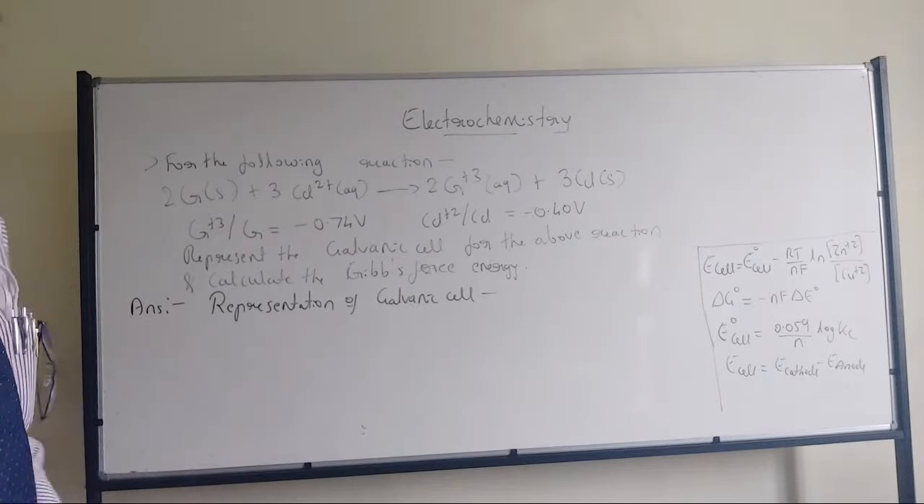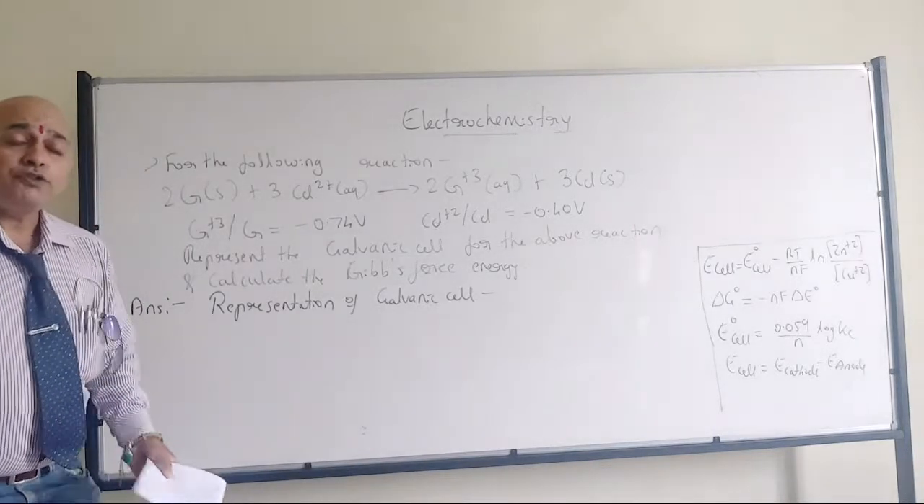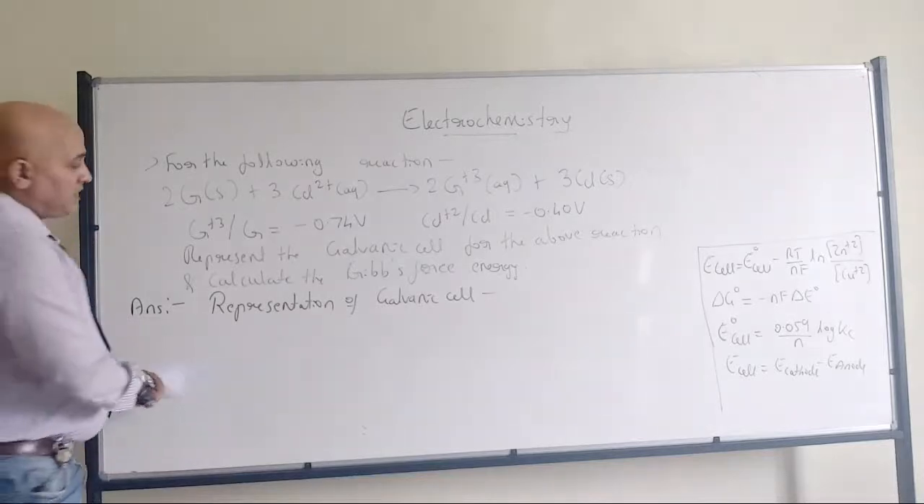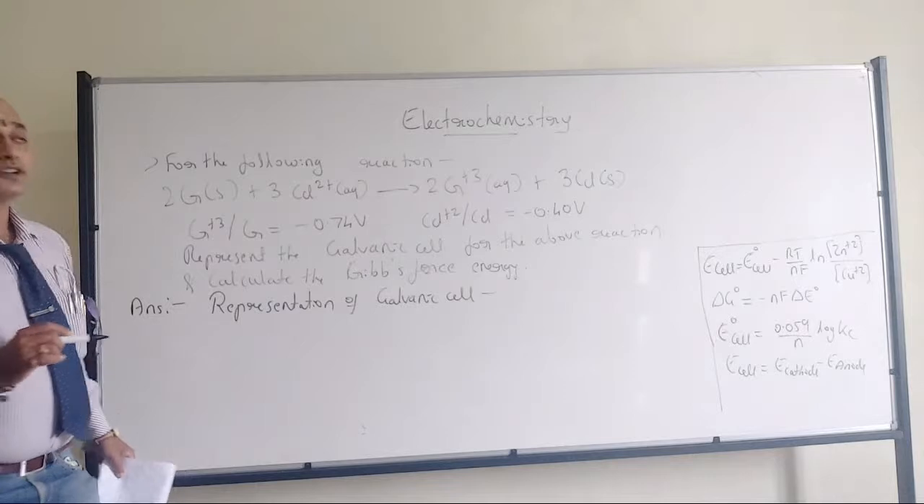So therefore, first we should find out which is the anode. So how to find out which is the anode? Just see which one is donating the electron.